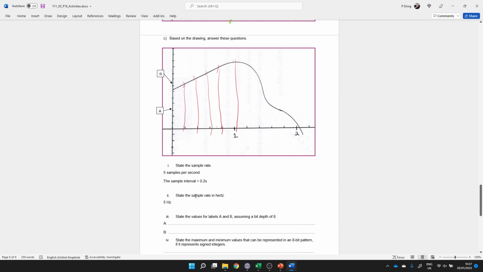All right. Now, state the values for labels A and B, assuming a bit depth of 8. So that means, oh gosh, it's a horrible question. We haven't got any labels on here at all to help us.